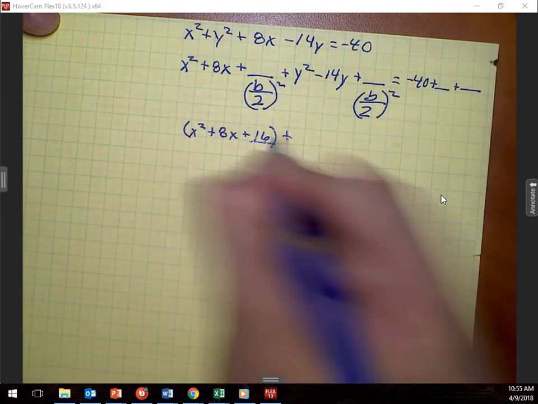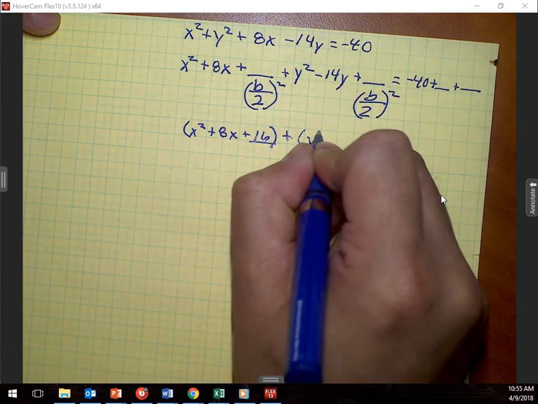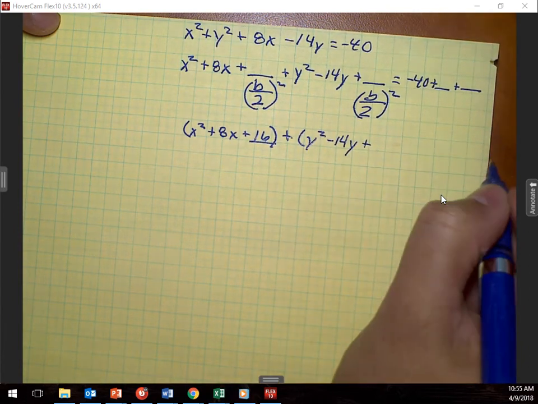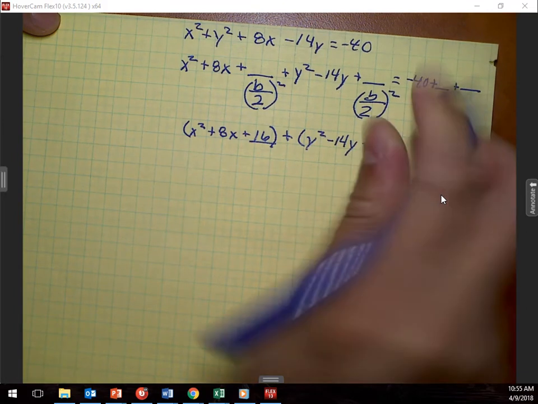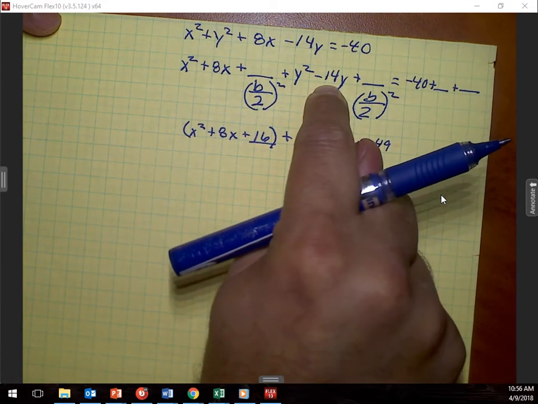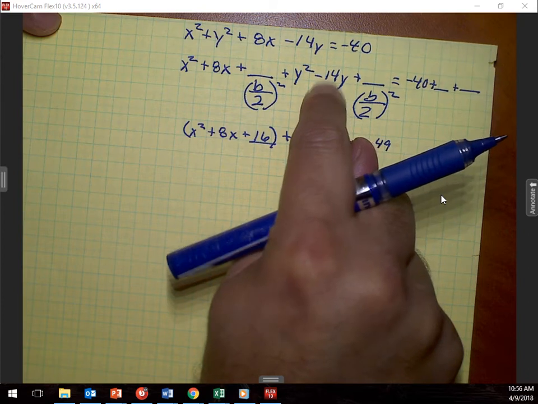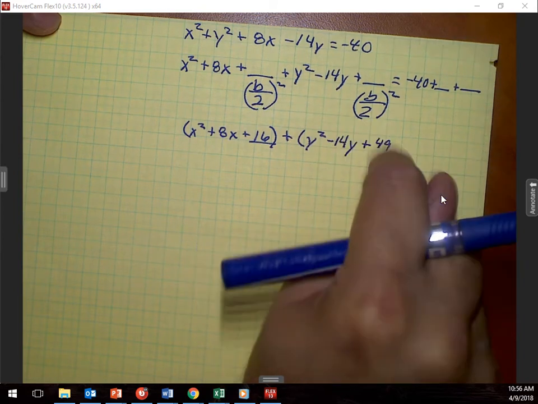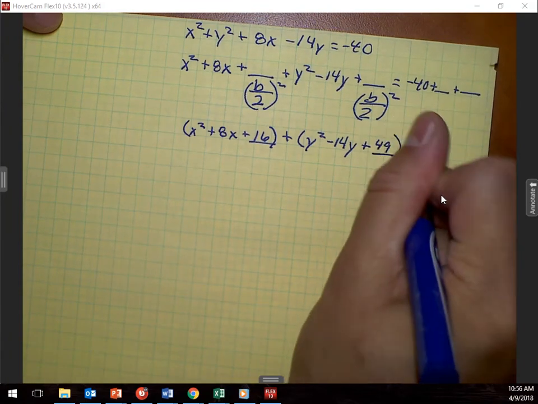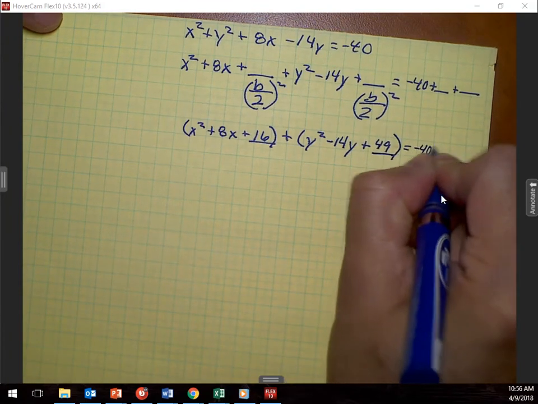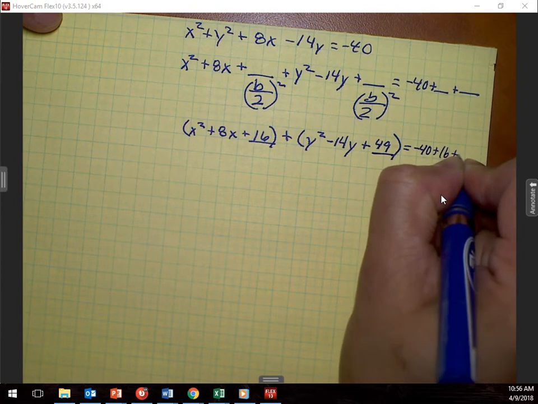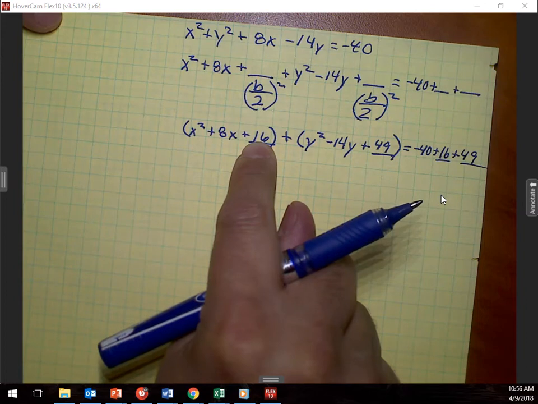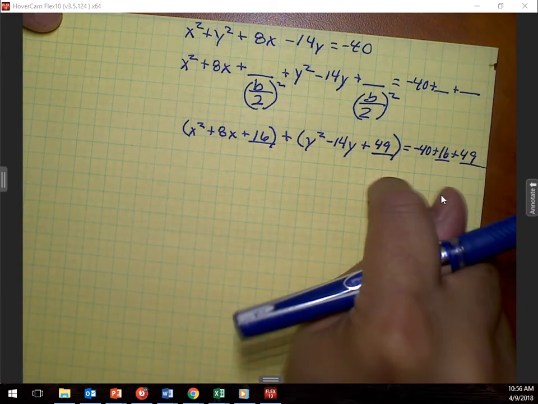Plus my y squared minus 14y plus 49. Very good, because my b here is 14, right? Divided by 2, 7. And 7 squared gave me 49. My negative 40 plus 16 plus 49. These are my two blanks over here. Because whatever I add to this side, I also need to add to this side.